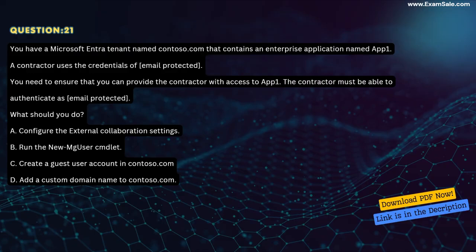The contractor must be able to authenticate as email protected. What should you do? A. Configure the external collaboration settings. B. Run the new MG user complete. C. Create a guest user account in Contoso.com. D. Add a custom domain name to Contoso.com.